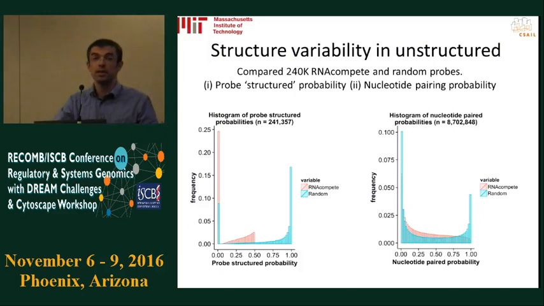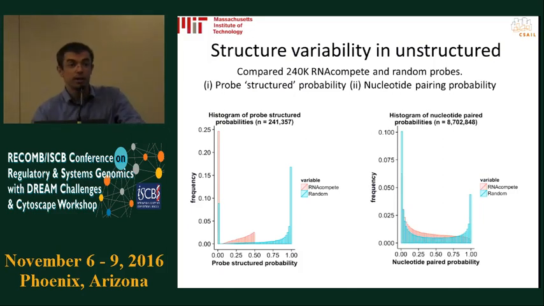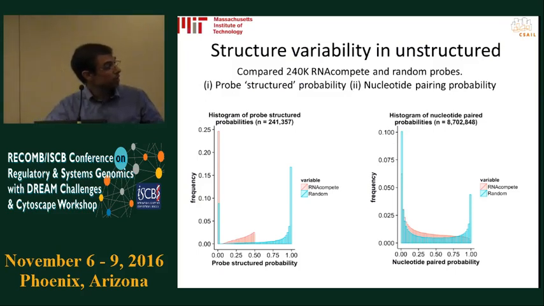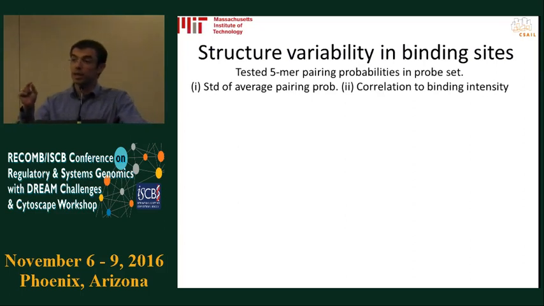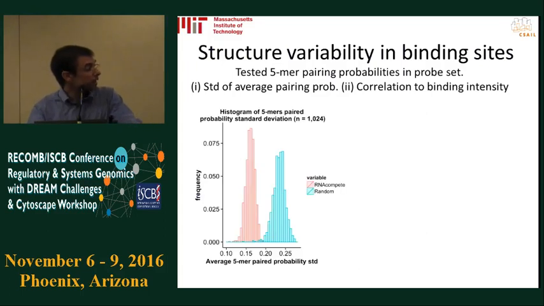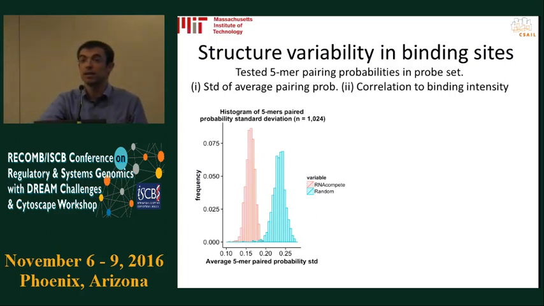Another way to look at it is to predict the probability of nucleotides to be paired. In this case, we again see that the RNAcompete probes span the whole range between 0 and 1 in probability of being paired. So many of the nucleotides are paired in those unstructured RNA probes. Moreover, we wanted to see if we have structural variability for different 5-mers. Why do we analyze 5-mers? Because these can be typical lengths of a protein RNA binding site. So we measure the standard deviation of the average 5-mer paired probability. We see that the variability is not as high as in random probes, but still we see high variability.